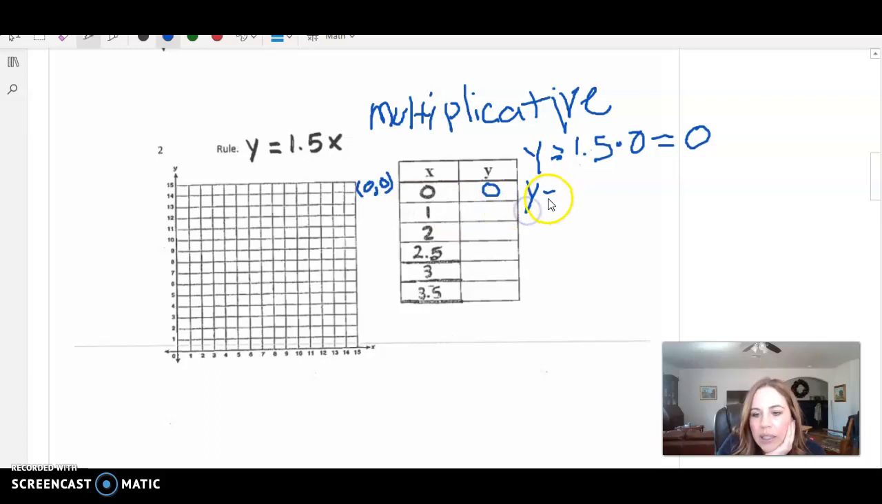And y is equal to 1.5 times, let's say x is 1. So when x is 1, then y is 1.5.